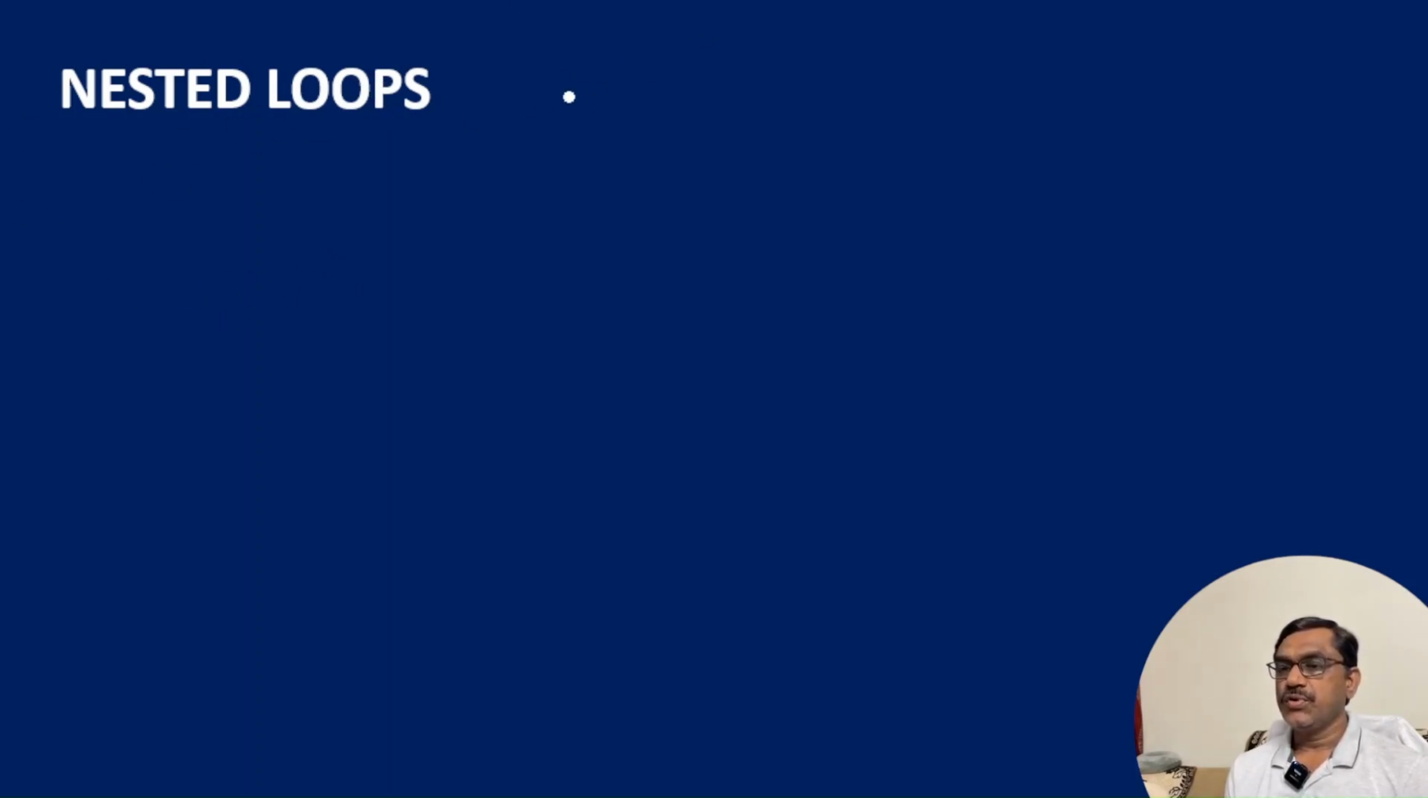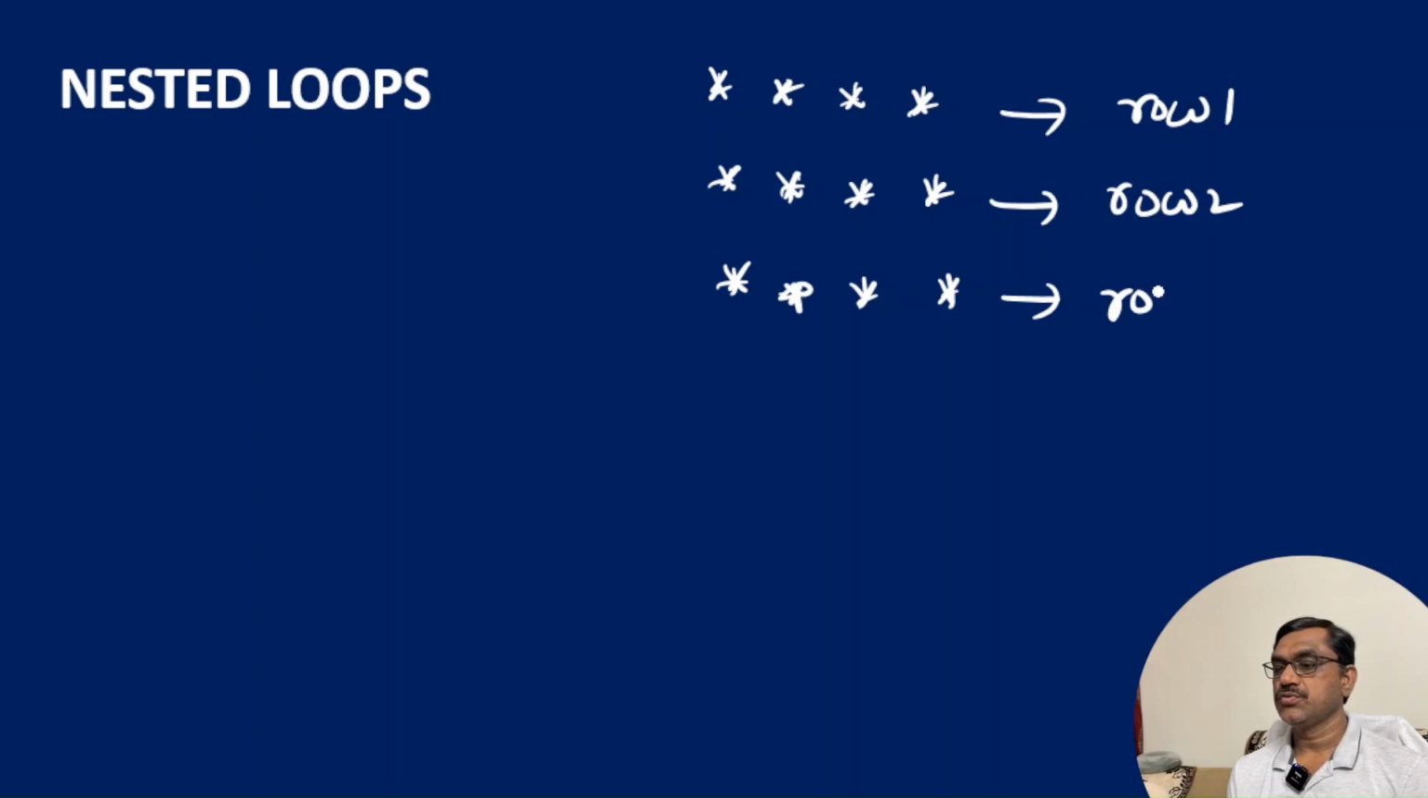Now, before going into the details of nested loops, consider the output is like this. Here I am taking the output like this. Now in the output we have three rows. How many rows? Three rows. This is row 1, this is row 2, and this is row 3.